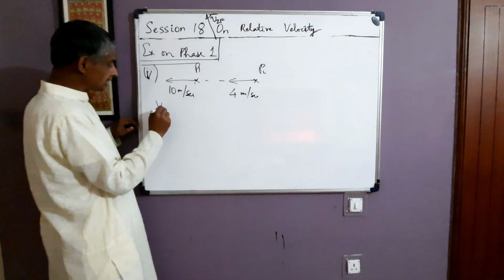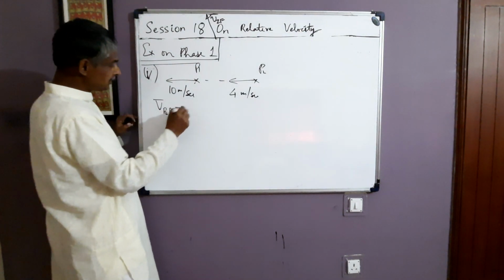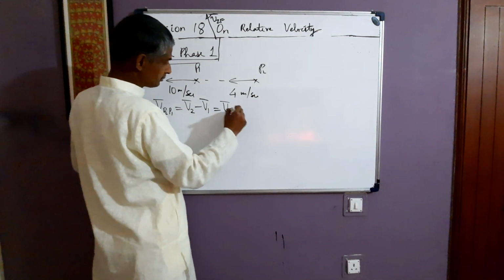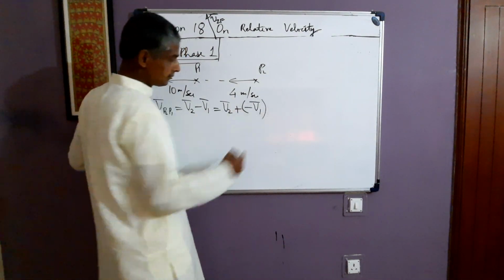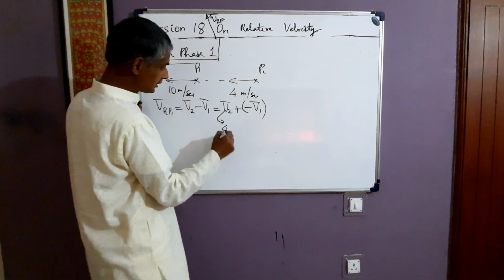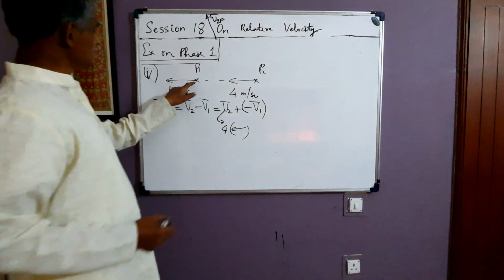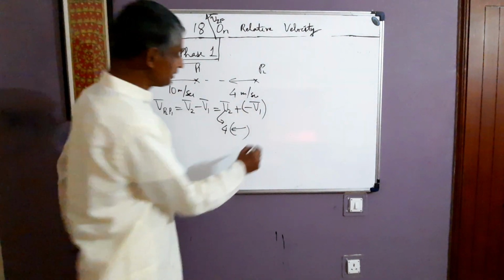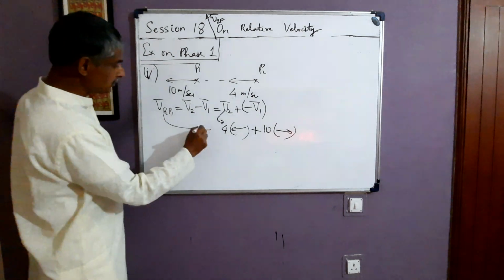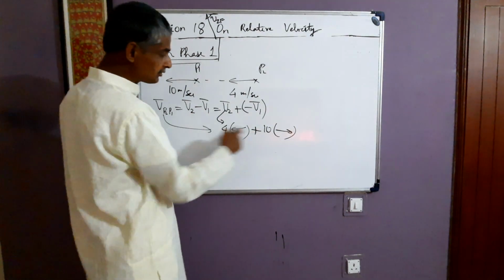So I write down the equation again. Vp2 P1 is nothing but V2 minus V1. That is the same as V2 plus minus V1. Now V2 is how much? 4 left. Now V1 is 10 left, so minus V1 will be 10 right. If we add these two vectors, we get Vp2 P1G. Vp2 P1 is the resultant of these two vectors.